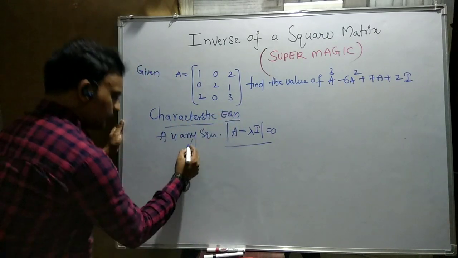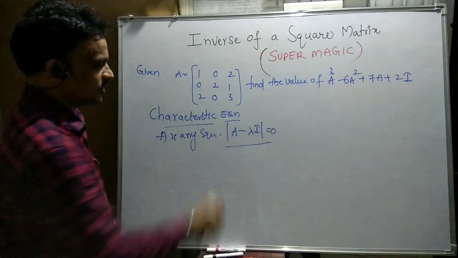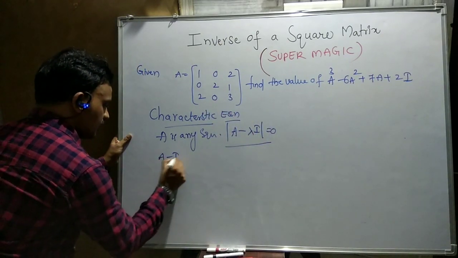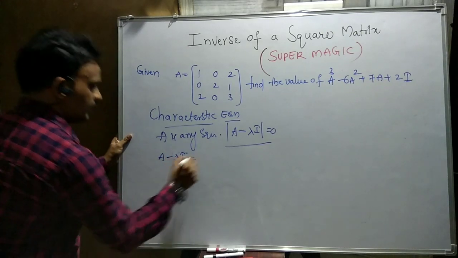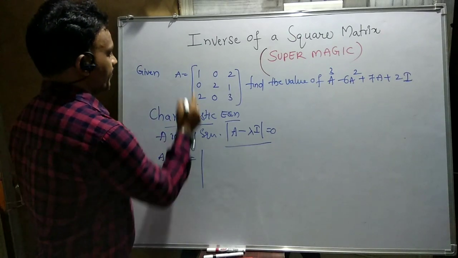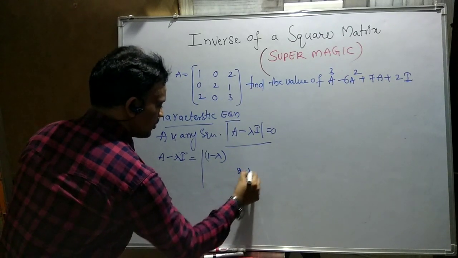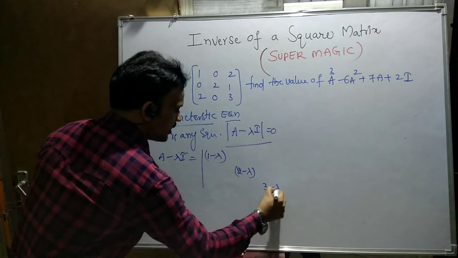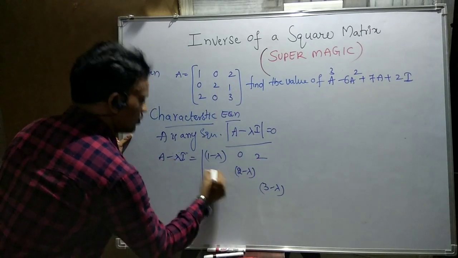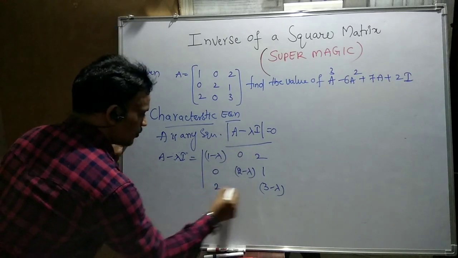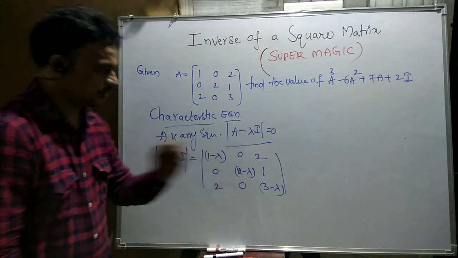First of all, A minus lambda I. This is the matrix A minus lambda times the identity. So I'm going to write A minus lambda I. The diagonal elements are 1 minus lambda, 2 minus lambda, and 3 minus lambda, and the remaining elements are 0, 2, 0, 1, and 2, 0. For this matrix I am going to take the determinant.